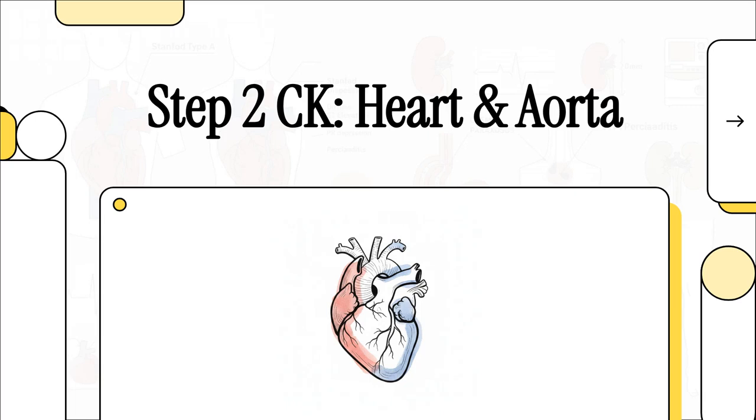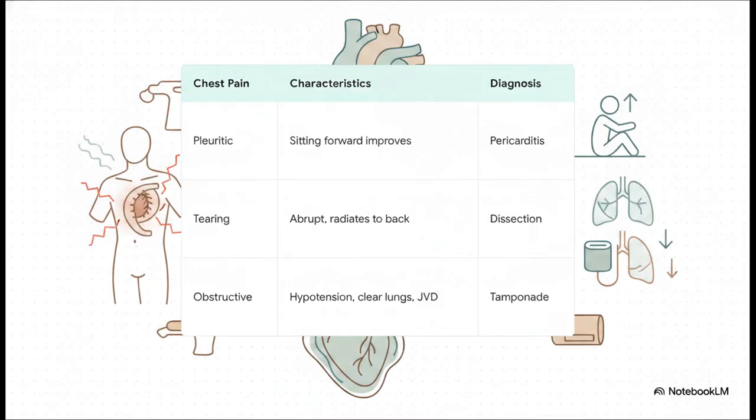Let's jump right into the Step 2 CK decision logic for pericardial and aortic vascular pathologies. For this exam, recognizing these specific clinical patterns quickly is absolutely essential. We have to sort acute chest pain immediately. If a patient presents with pleuritic pain that noticeably improves when they sit forward, you should suspect acute pericarditis.